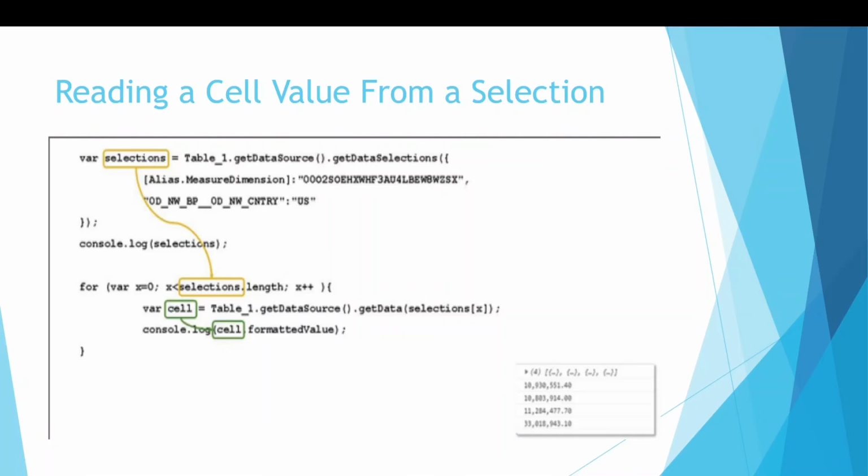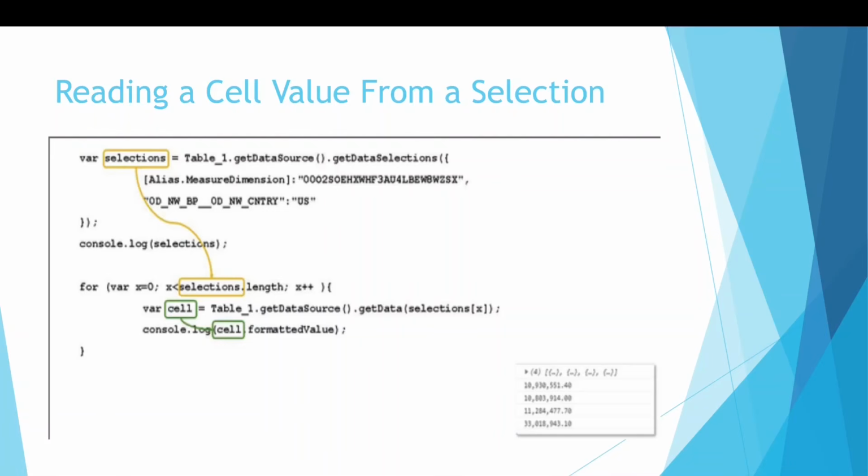Reading a cell value from a selection. First of all, we got the values from our selection. Now if we want to get a particular value from our selection, we have to apply some sort of criteria on our selection. Then we get the cell value from a selection.